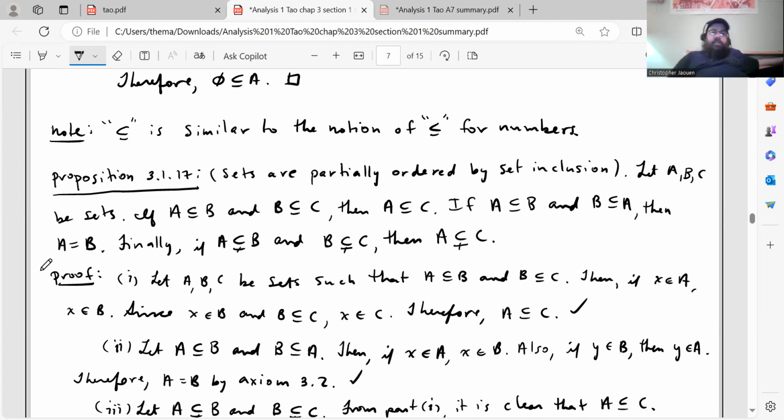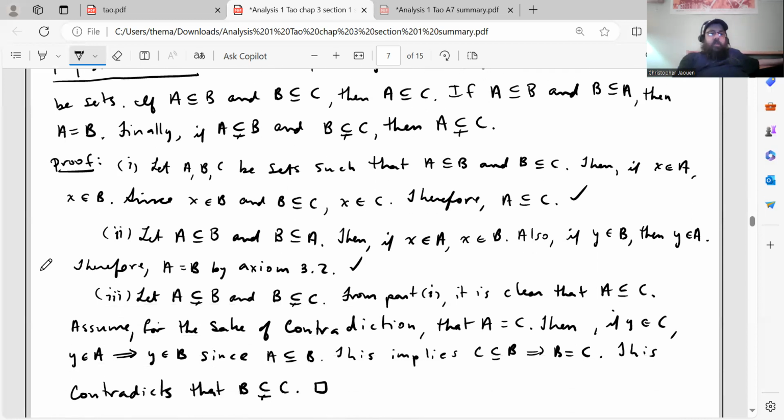Here's a proposition. Sets are partially ordered by set inclusion. So here's what that means. Let A, B, and C be sets. If A is a subset of B and B is a subset of C, then A is a subset of C. Also, if A is a subset of B and B is a subset of A, then A equals B. Finally, if A is a proper subset of B and B is a proper subset of C, then A is a proper subset of C. So there's three statements there, and I prove them one at a time.